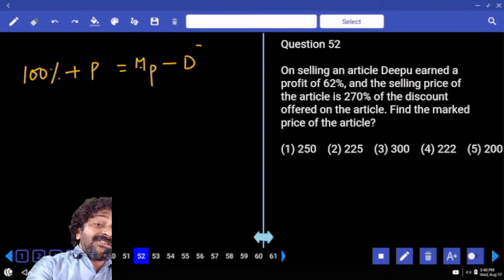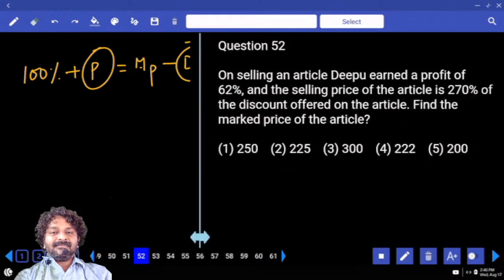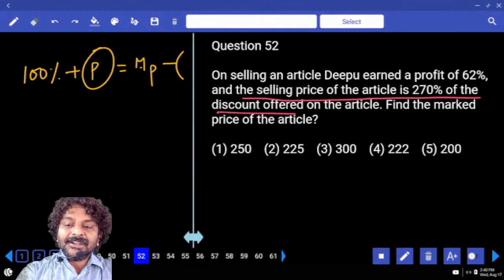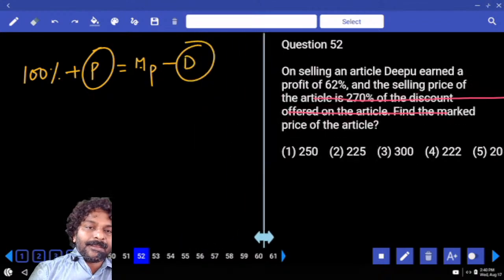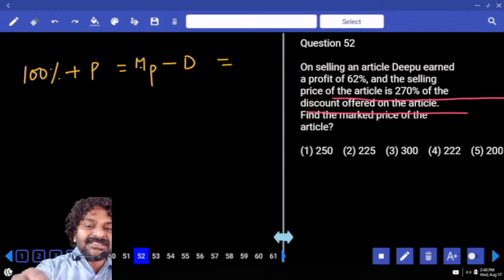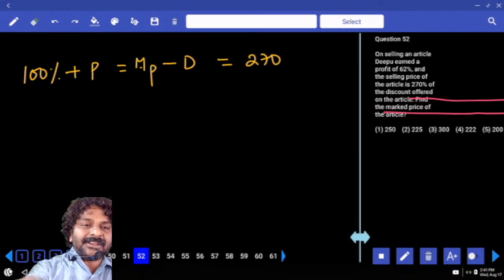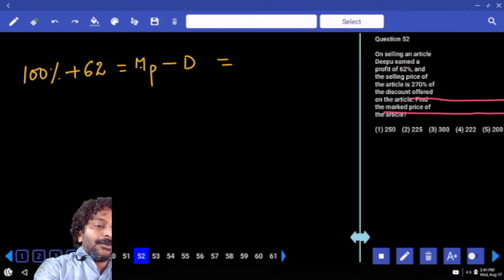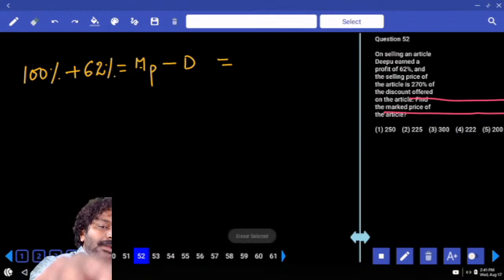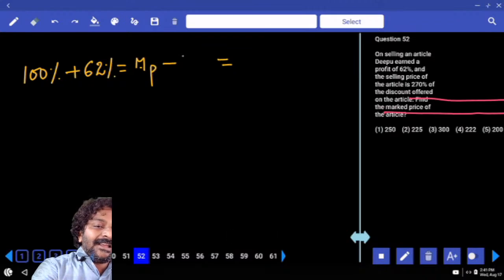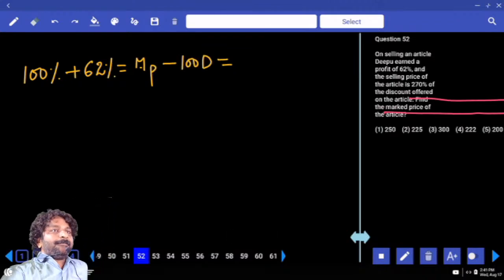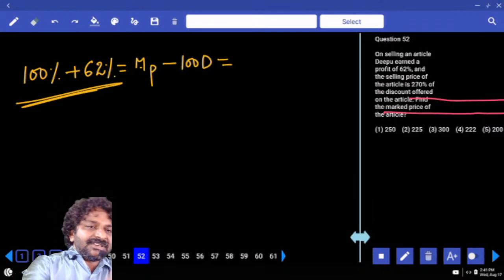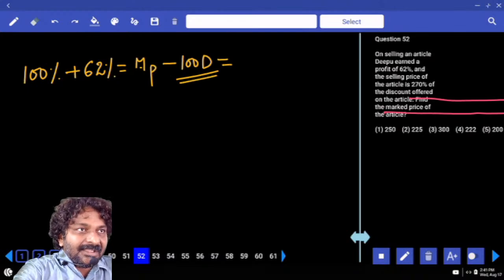Now, we have a relation between discount and profit given in the question. If you observe carefully, the selling price of the article is 270% of the discount offered on the article. Right. Profit: how much is profit given in the question? 62% of the cost price only. Now, I will treat discount D as 100D. Why am I taking it as 100D? Because percentage is already used here. I cannot treat it as 100% of D. Hence I am taking it as 100D.